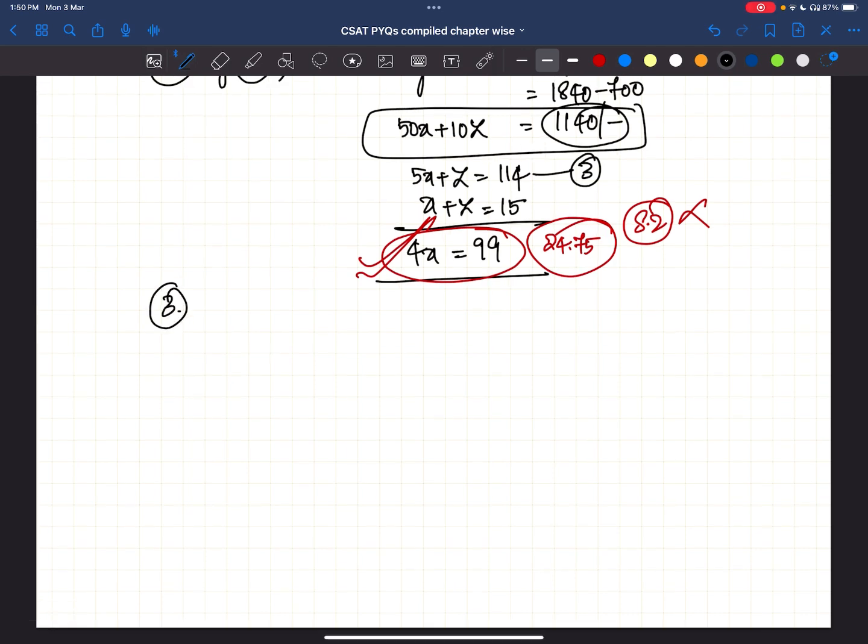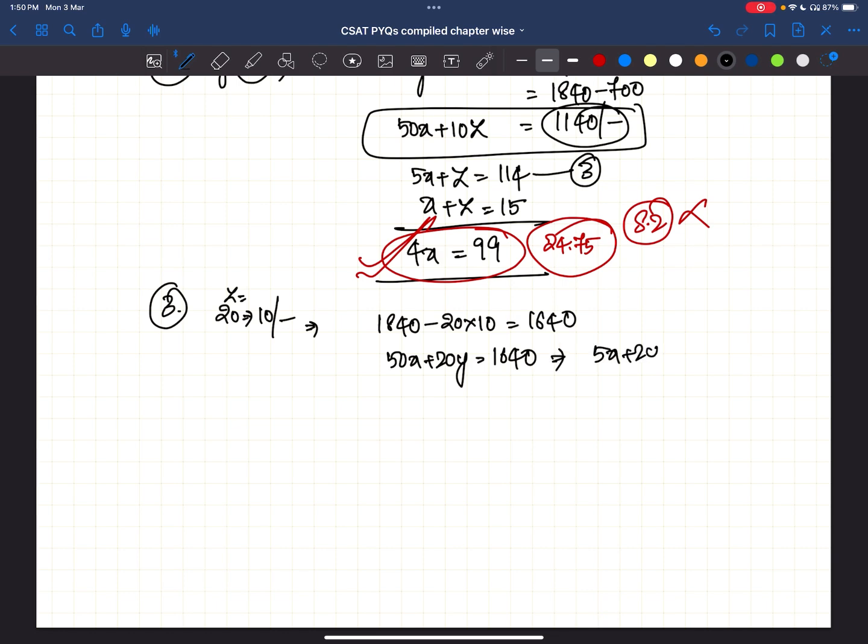What is it telling? 20 10-rupee notes are taken. That means the z value is equal to 20. What will be the remaining amount? 1840 minus 20 into 10, that is 1640. This is equal to what? 50x plus 20y is equal to 1640.